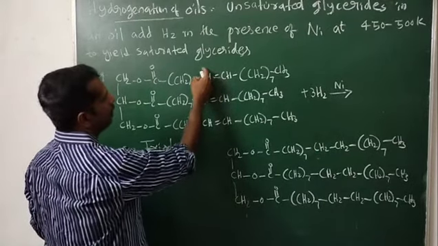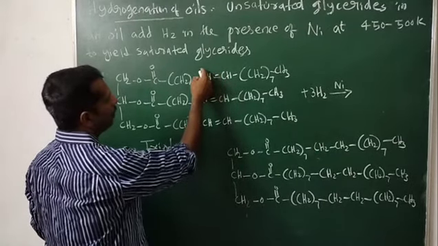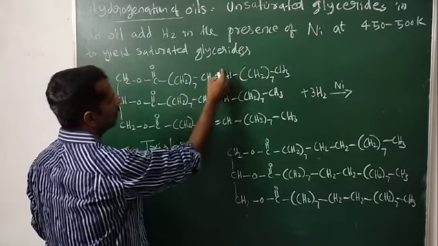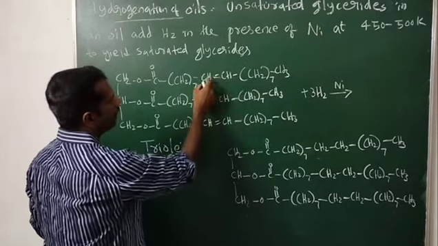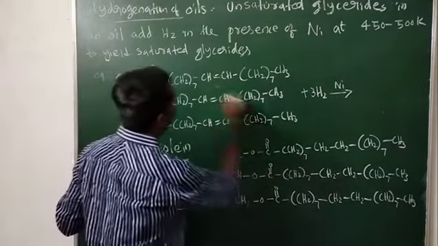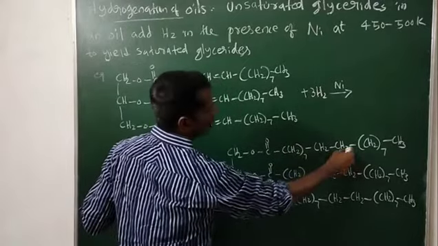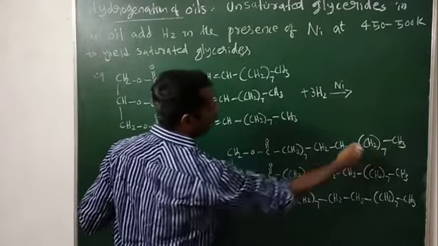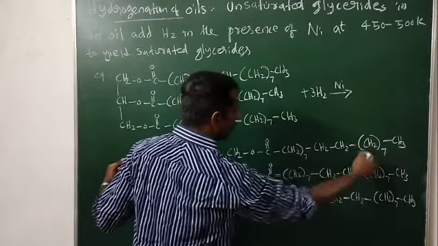That means the double bond will break, and one hydrogen will come to this carbon and one hydrogen will come to this carbon. So it will change into CH2, single bond CH2, or again CH2 7 times, or you can write CH2, what is that?